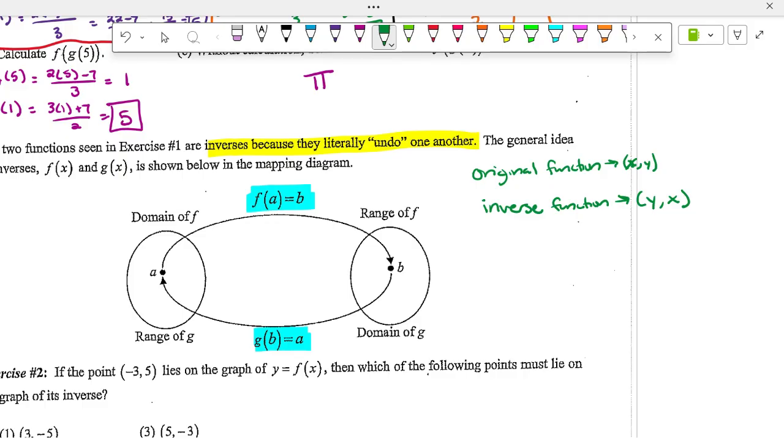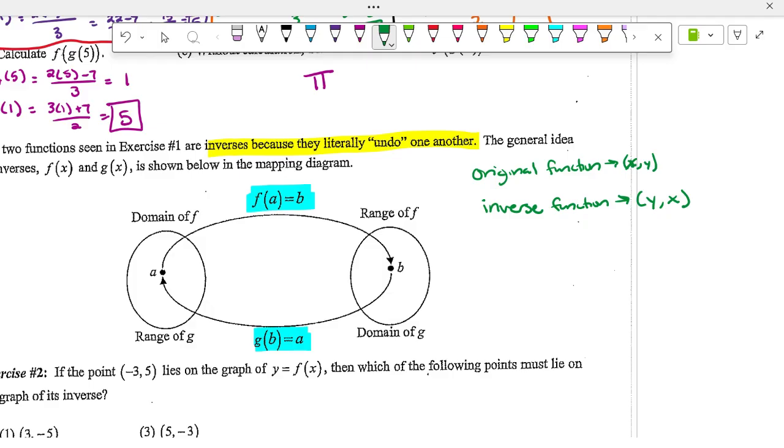So in other words, if you're looking at a graph of an original function and then its inverse function, every point on that function x, y will be y, x on the graph. In other words, their x and y values flip. So for example, if I had the point 2, 3 here, on the inverse it would be 3, 2. All right, they literally just swap places.